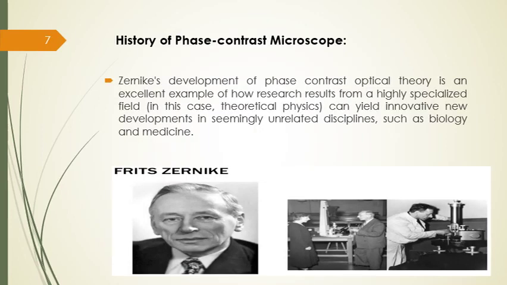Now we have a brief history of the phase contrast microscope. Phase contrast microscopy was first described in 1934 by a Dutch physicist, Fritz Zernike. It is a contrast enhancing optical technique that can be utilized to produce high contrast images of transparent specimens such as living cells, microorganisms, thin tissues, fibers, subcellular particles, and so on. Zernike's development of phase contrast optical theory is an example of how research results from a highly specialized field can yield innovative new developments in seemingly unrelated disciplines such as biology and medicine.